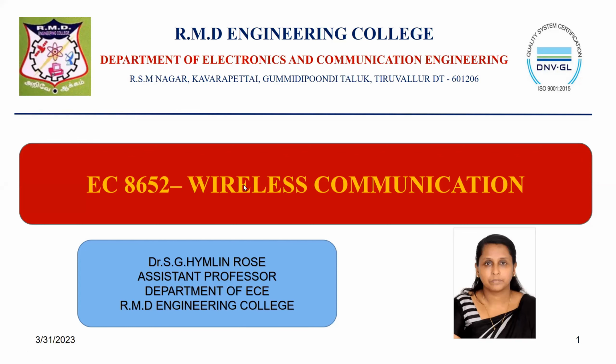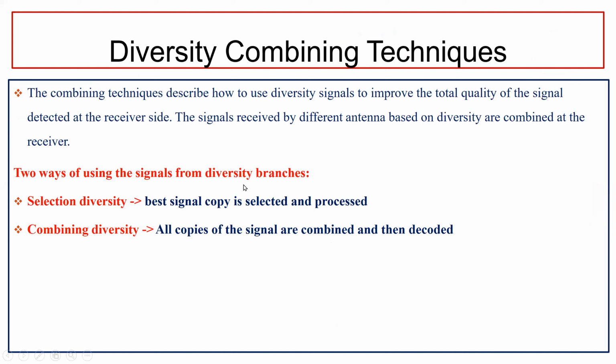One is selection diversity and another one is combining diversity. In the selection diversity, the best signal copy is selected and processed, and in the combining diversity all copies of the signal are combined and then decoded. In selection diversity, selecting the best copy is mainly based on SNR or bit error rate, and in combining diversity, we take the copies and average or combine them.